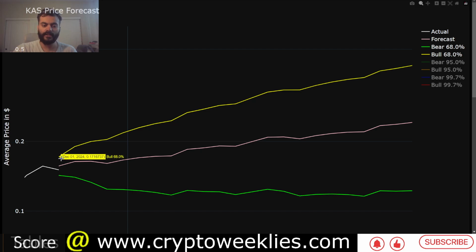The bull case for Kaspa per this model at 68% or 1 standard deviation confidence is between 17 cents and about 42 cents. The bear case is between 12 cents and 15 cents. So the idea with this model is whether the market throws a bullish or bearish scenario, that is to be determined by the market. But if the price were to go up, what are some of the theoretical 1 standard deviation ceilings, and what are the theoretical 1 standard deviation floors?